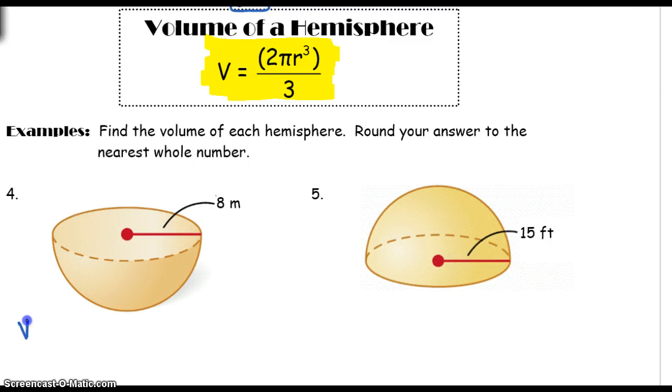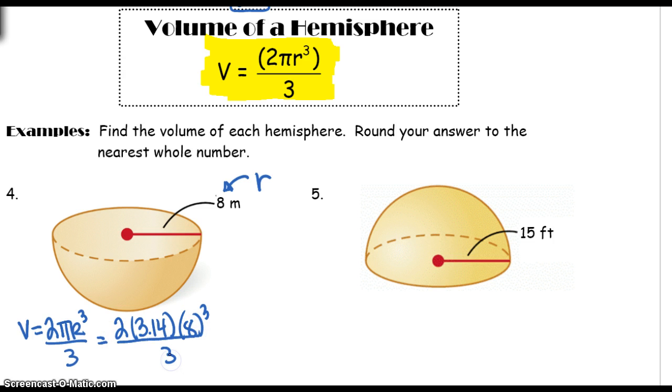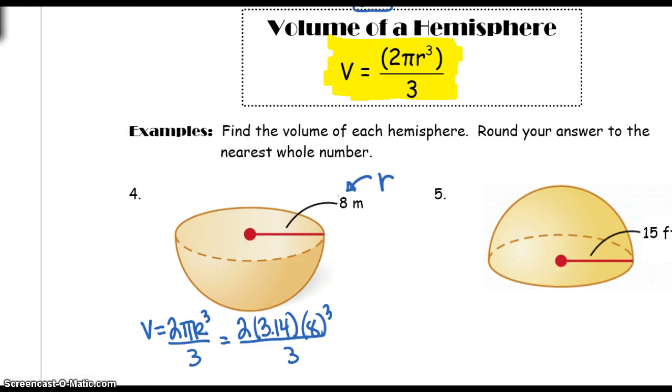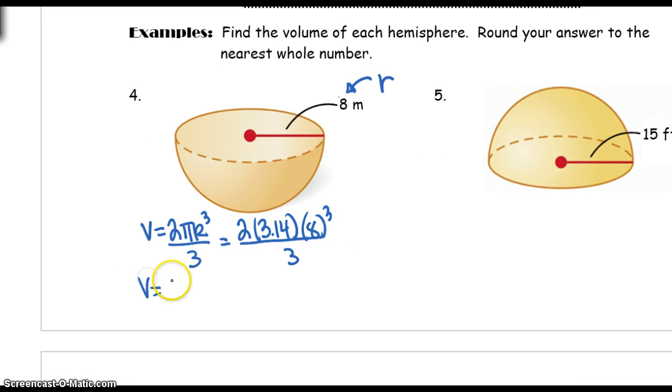So on number 4, volume is 2 pi r cubed all over 3. And we're going to complete this just like we did the other ones. Our radius here is 8, so I labeled it. So 2 times 3.14 times 8 cubed over 3. The next thing you want to do is find out what 8 cubed is. So 8 cubed is going to give us 512. So then our volume here is 2 times 3.14 times 512, all divided by 3.